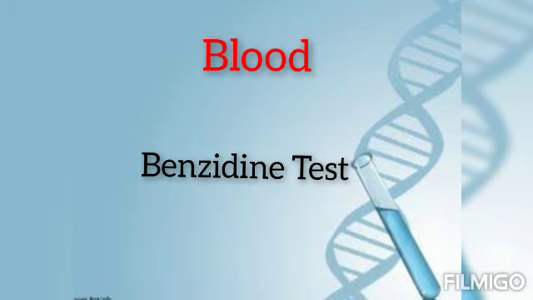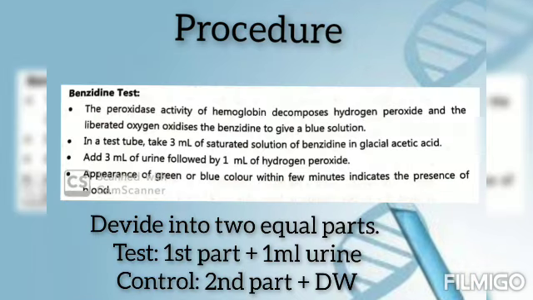The next test is for the detection of blood, that is the benzidine test, for the detection of blood in the urine sample. Procedure: the peroxidase activity of hemoglobin decomposes hydrogen peroxide and the liberated oxygen oxidizes the benzidine to give a blue solution. In a test tube, take 3 ml of saturated solution of benzidine in glacial acetic acid, add 3 ml of urine followed by 1 ml of hydrogen peroxide. The appearance of green or blue color within a few minutes indicates the presence of blood.